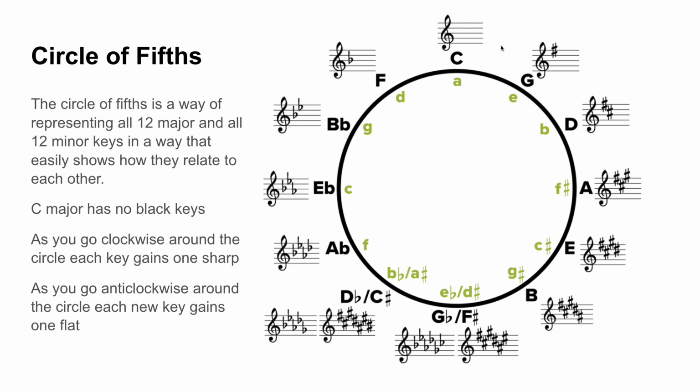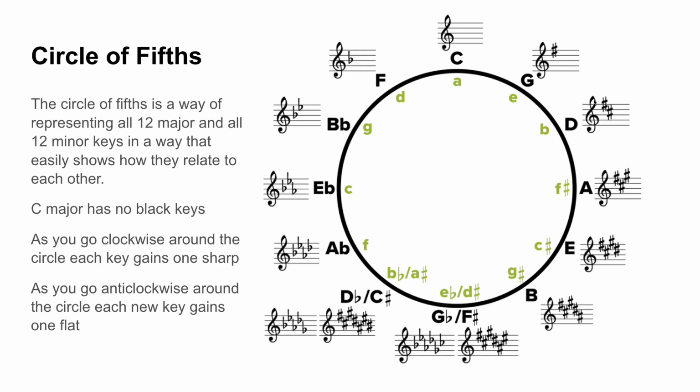It's also very useful for showing what notes each key has within that particular key. So it shows us, if we look at the key signature here, that G major has an F sharp in it. It shows us that D major has an F sharp and a C sharp. A major has an F sharp, a C sharp, and a G sharp.